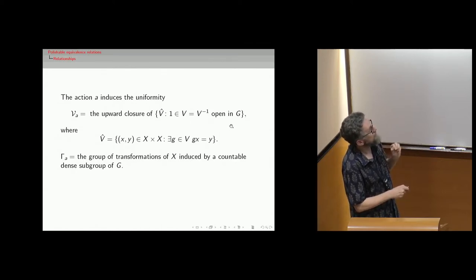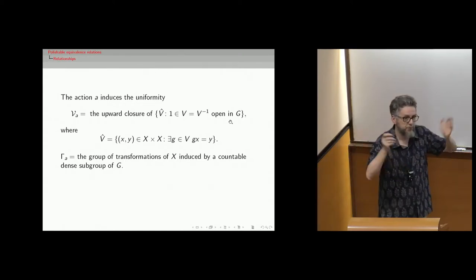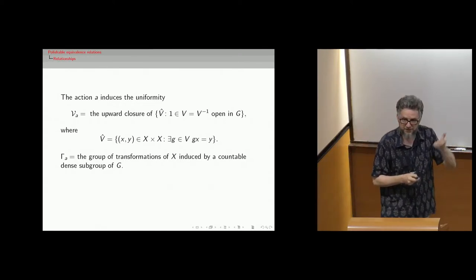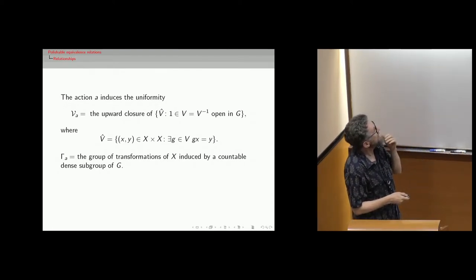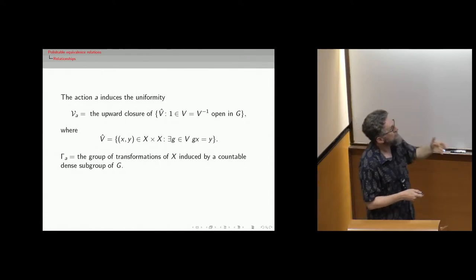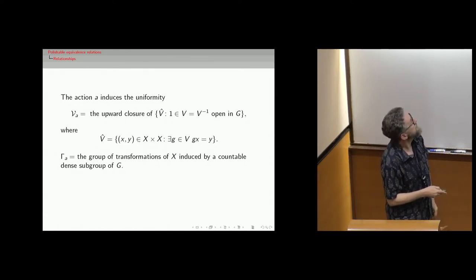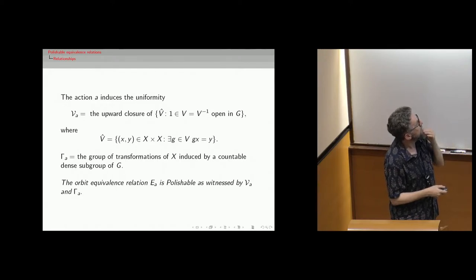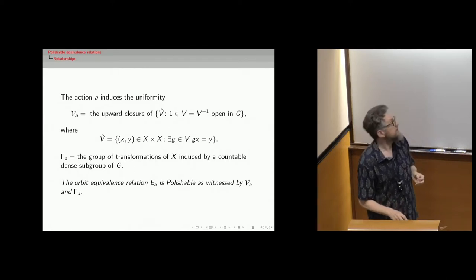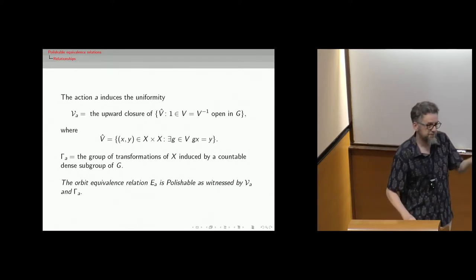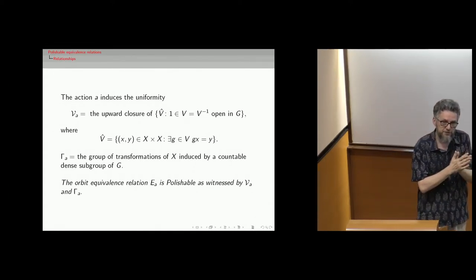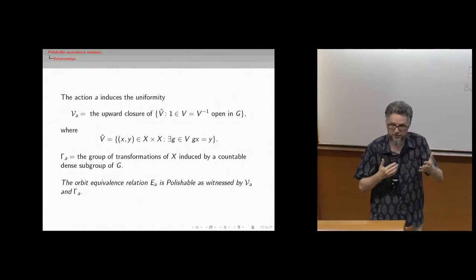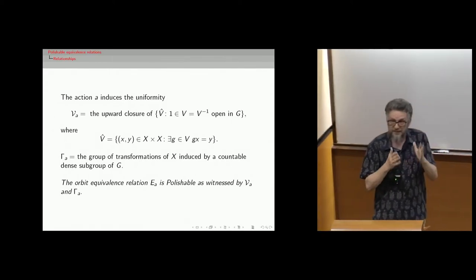So this is something that wants to be in a uniformity. We just collect all those V hats, and we close them upwards with respect to symmetric sets. And one checks it's a uniformity. And for gamma_A, we take the group of transformations that is induced by a countable dense subgroup of G. And then this orbit equivalence relation E_A is polishable as witnessed by this uniformity and gamma_A. I want to point out, this is an example people are maybe more familiar with. These uniformities are very important.